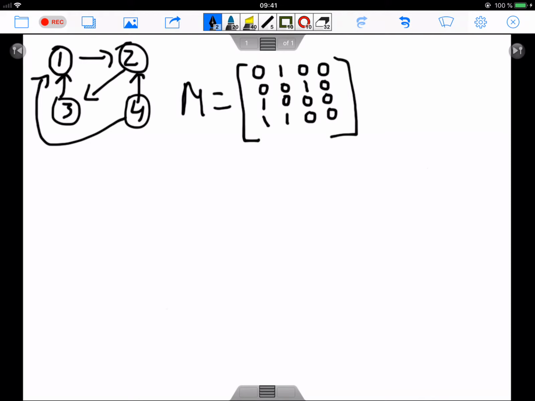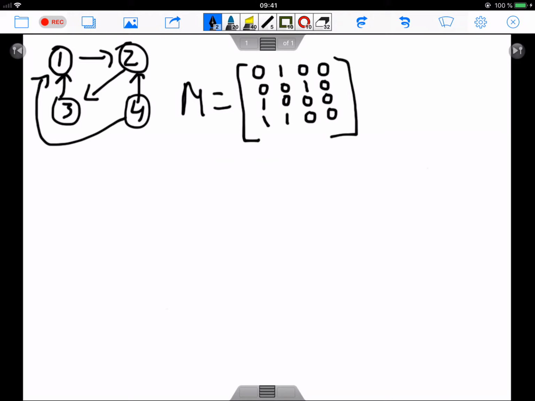Notice that here I have already written the adjacency matrix of the graph. We have an edge from 1 to 2, an edge from 2 to 3, an edge from 3 to 1, and edges from 4 to 1 and from 4 to 2. Those are the ones in the matrix.